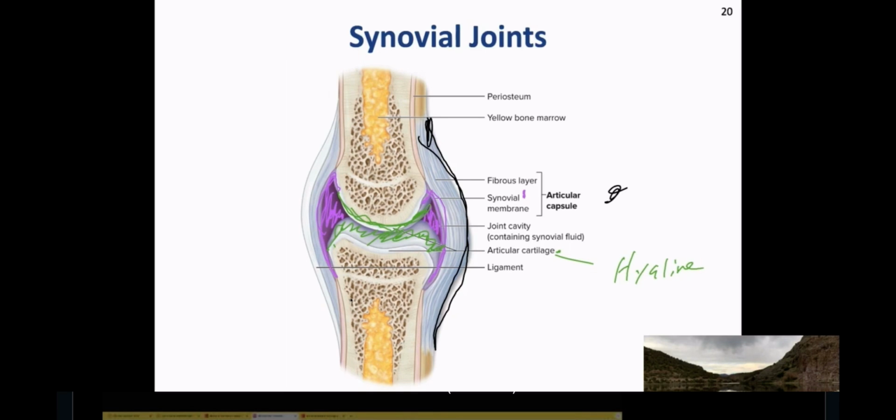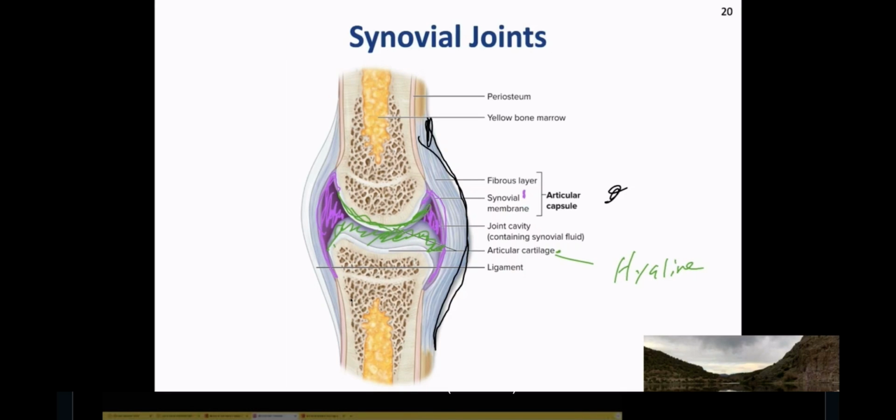The cavity, where it says joint cavity, remember that's a space. And so I'm going to do this little highlighter where the synovial fluid is. So that synovial fluid, it's made by this synovial membrane. So all of this would be where the synovial fluid would be. It would just be a little cushion of fluid to help keep this bone separated from this bone. And that synovial fluid would wash over this articular cartilage here.